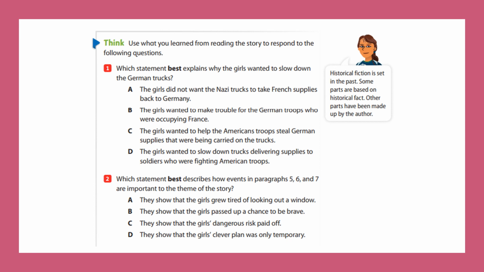Number 2. Which statement best describes how events in paragraphs 5, 6, and 7 are important to the theme of the story? A. They show that the girls grew tired of looking out a window. B. They show that the girls passed up a chance to be brave. C. They show that the girls' dangerous risk paid off. D. They show that the girls' clever plan was only temporary.